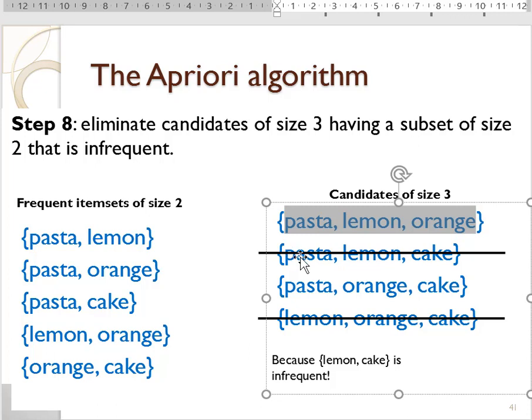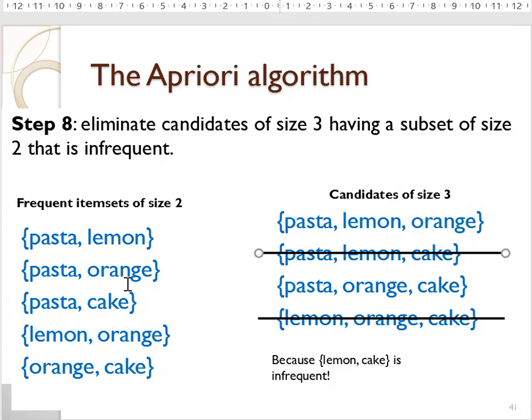Now we look at the second one, pasta lemon cake. Is there some subset of size 2 that is infrequent? So pasta lemon is here, is okay. Pasta cake is here, is okay. Lemon cake, is it here? Lemon cake? No, it's not here. So we know that this item set cannot be frequent, so we eliminate.